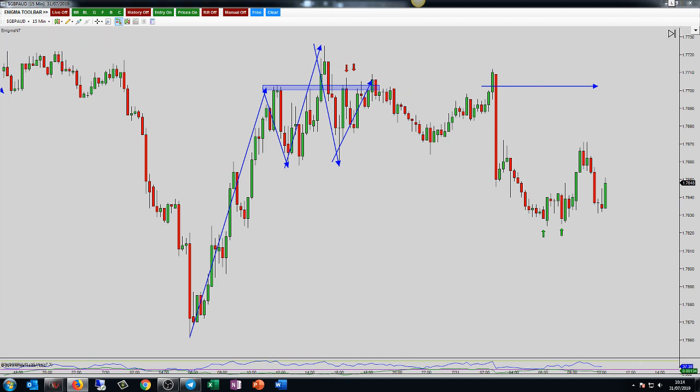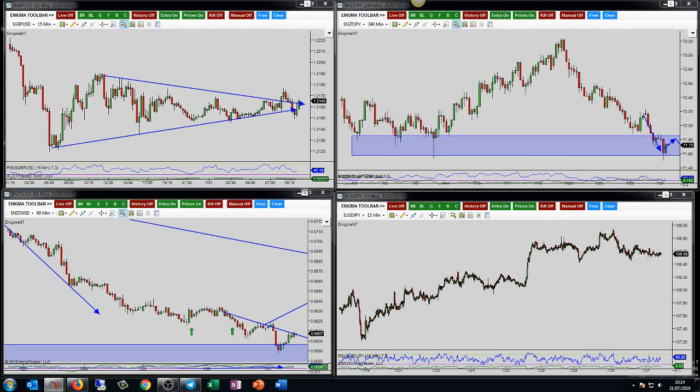But I'm going to move the pound Aussie back to where it should be, and we'll take a look at a few things that I'm looking at. One of them is the Aussie dollar CAD. We do have a daily break below, close below.